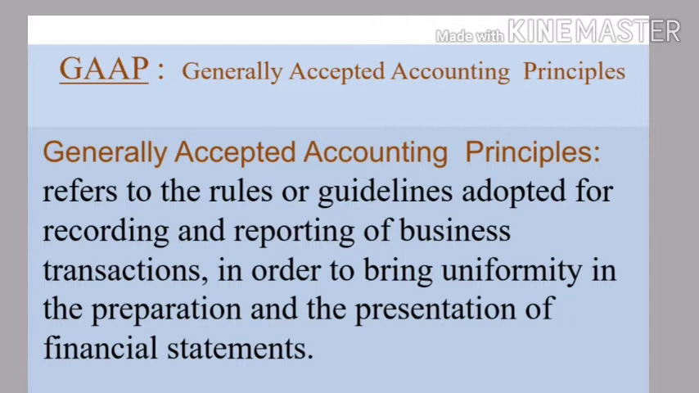These rules, principles, and guidelines are adopted by accountants all over the world for recording and maintaining business transactions and reporting it to various people. This rule, that is GAAP, generally accepted accounting principle, brings uniformity and consistency. That means a person from any part of the world will be able to understand, read the accounts prepared by another part of the world.